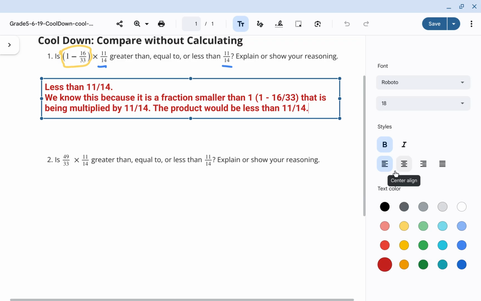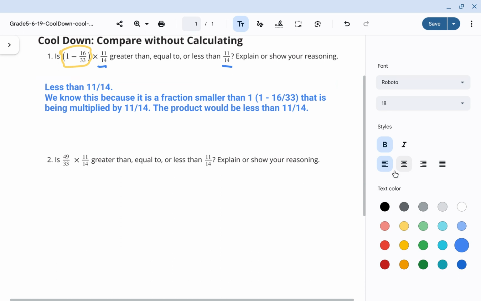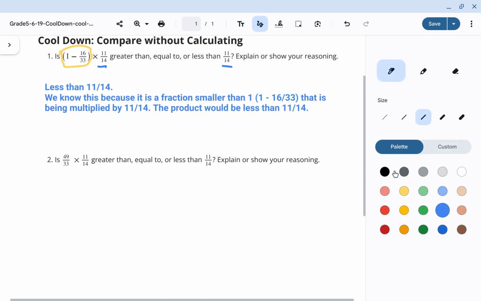Number 2 says 49/33 times 11/14. Will it be greater than, equal to, or less than 11/14? Explain or show your reasoning. So once again here, when I take a look at these, I see that 11/14 is what we're directly comparing, right? We're looking to see if it's going to scale up, down, or stay the same. And the other factor in this equation is 49/33.